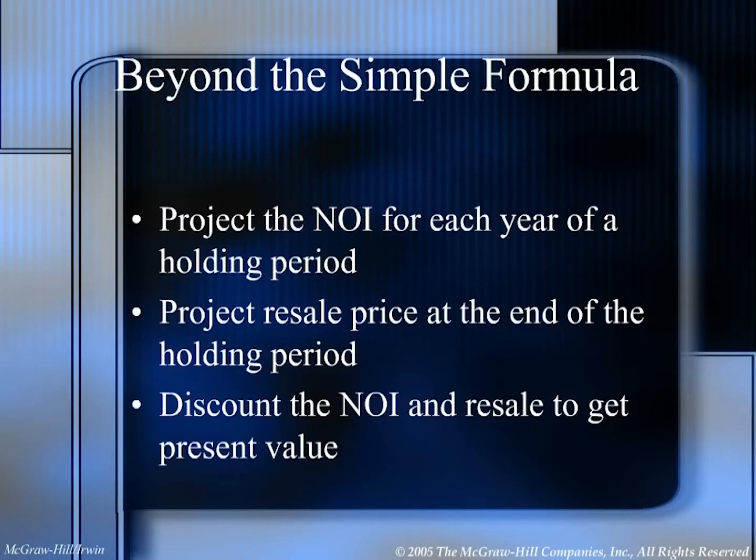If we go beyond the simple formula, this is really like the variable growth pricing of stocks that we did in your earlier courses. What we need to do is project the NOI for each year of the holding period, then project the resale value at the end of the holding period, and then discount the NOI and the resale value to get the present value.